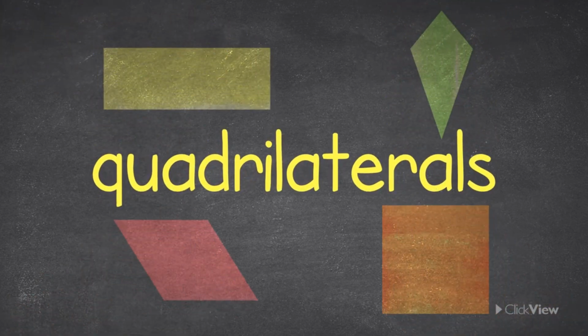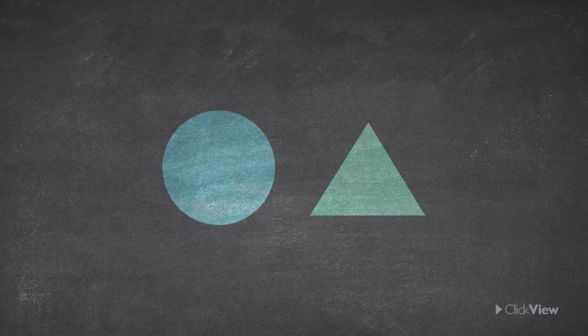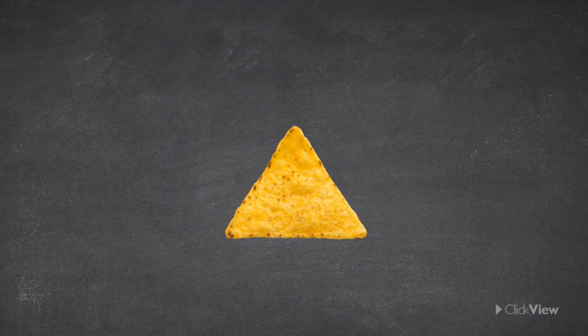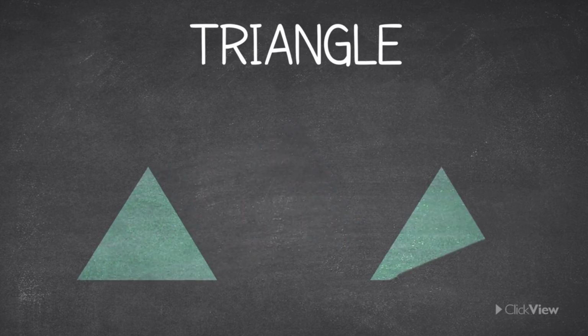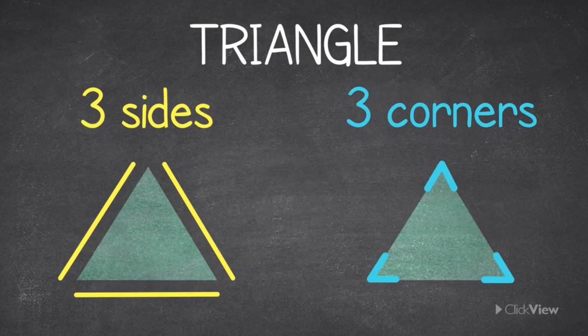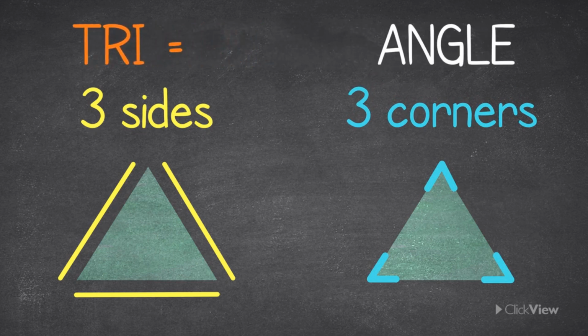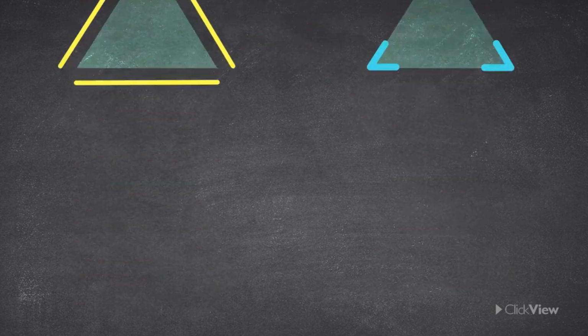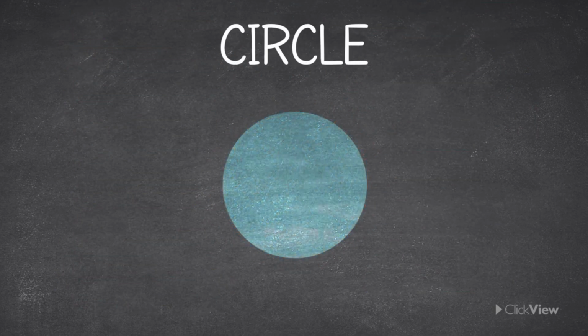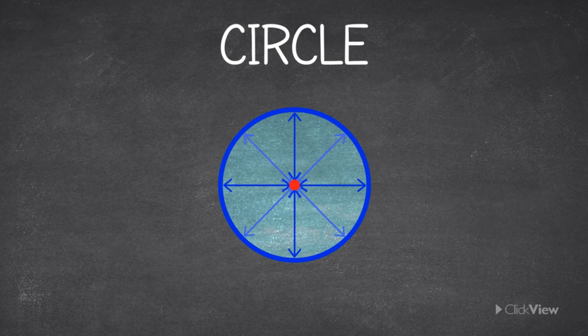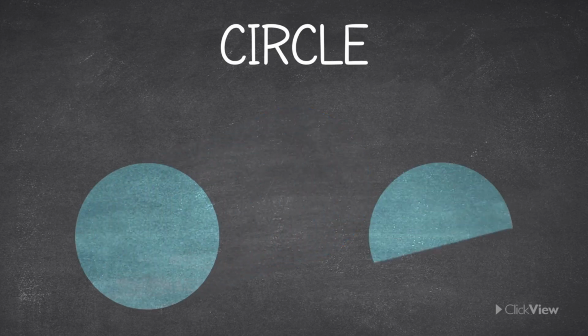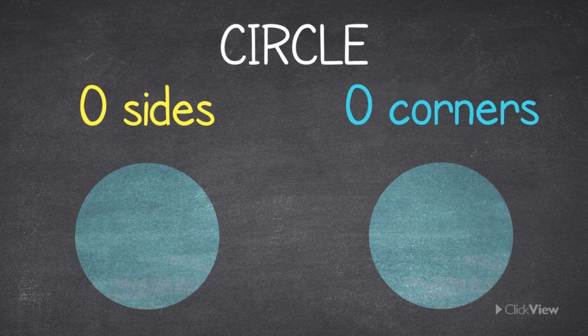Now that we've had a look at the quadrilateral family, let's introduce some other shapes that are a little different. This is a triangle. All triangles have 3 sides and 3 corners. This is easy to remember because tri means 3. A circle is a round shape formed by a curved line, where any point on this line is always the same distance from the center. Circles have no corners and no sides.